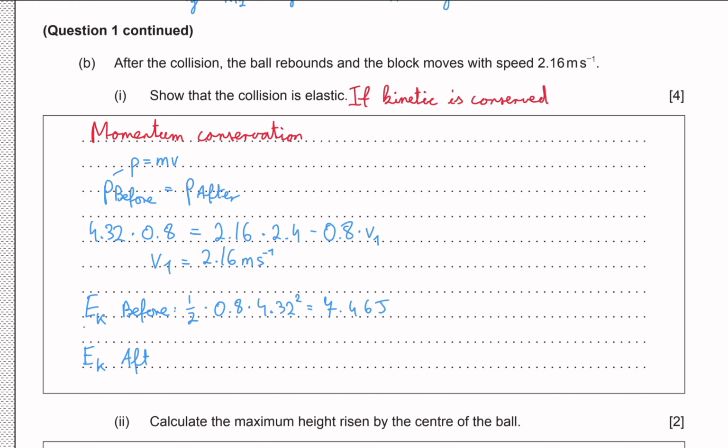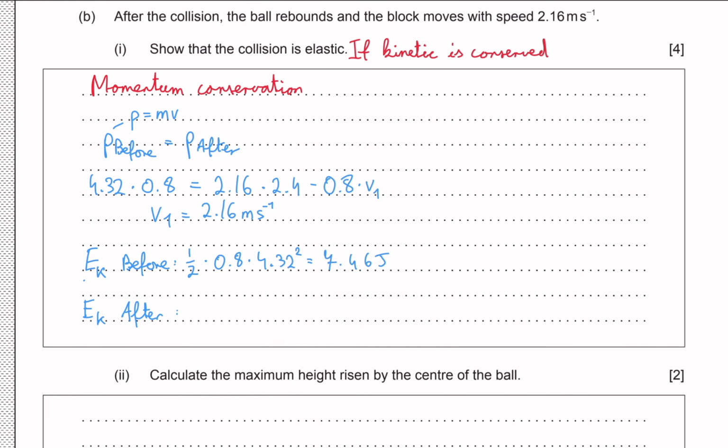And then we look at the E kinetic after the collision. So now we need to consider the kinetic energy of both of our objects. The ball had a speed of negative 2.16, but because it's going to be squared, we can just neglect the signs here. And then the mass of the block was 2.4, and it also had a speed of 2.16 squared, and this will also be 7.46 joules. So we conclude that it was elastic, as the kinetic energy was conserved.